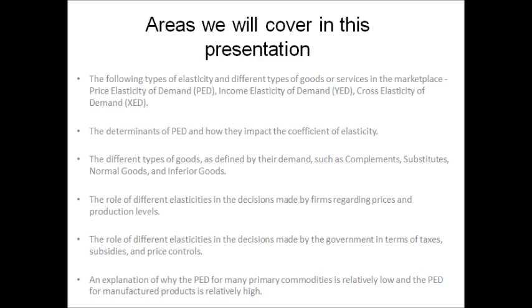We will talk about the following types of elasticity and different types of goods or service in the marketplace: PED, YED, and XED. We will also talk about the determinants of PED and how they impact the coefficient of elasticity. Also, we will discuss the different types of goods as defined by their demands and the roles of different elasticities in the decisions made by firms regarding prices and production levels.